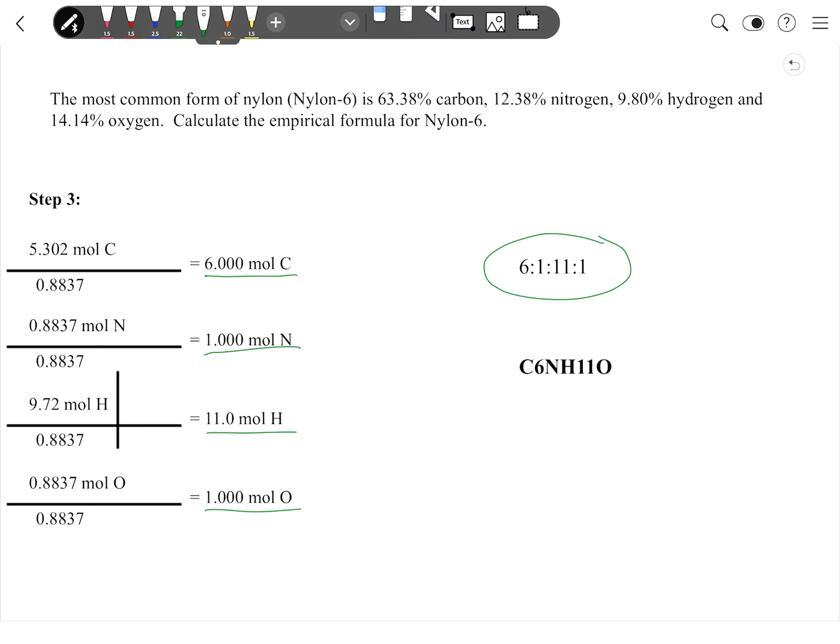So our empirical formula becomes C6NH11O. And that is how you calculate the empirical formula for that compound, given the percentages of the elements in the compound.